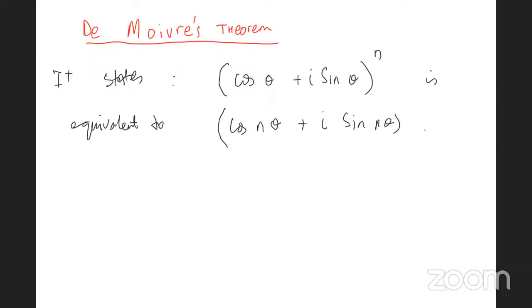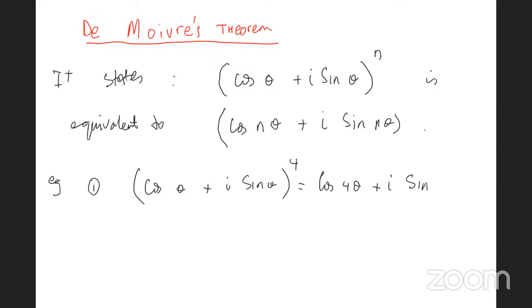So a quick example: cosine theta plus i sine theta all to the power of 4 is equivalent to cosine 4 theta plus i sine 4 theta. That's it. That's the rule.